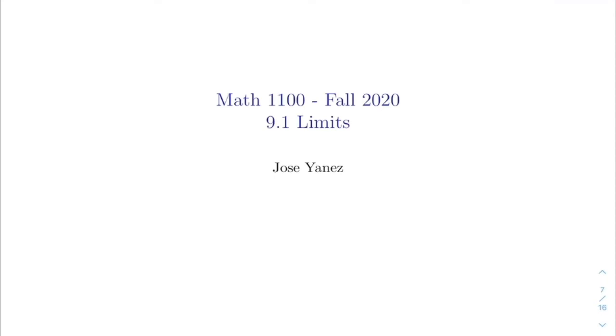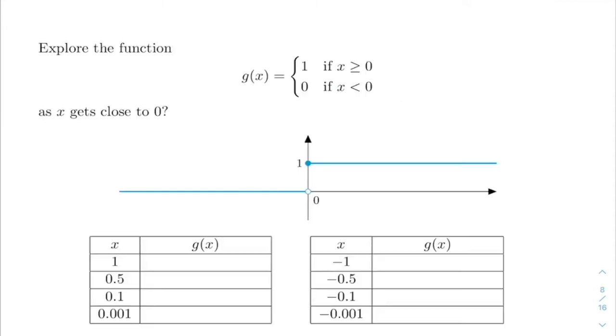In the previous video, we defined the limit of a function and computed an example. Let's see now an example of a function where we can't find its limit. So let's do the same thing as we did in the previous video, but now with this function g that is defined piecewise. So the function is 1 when x is greater or equal than 0, and is 0 when the value of x is less than 0.